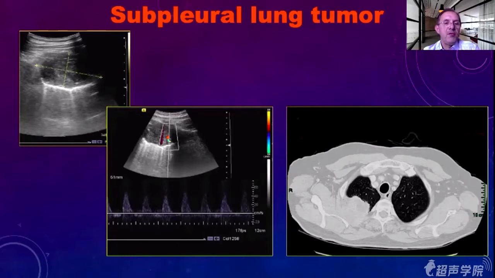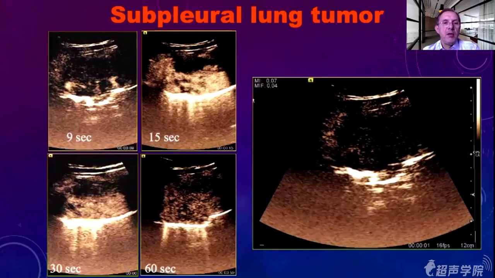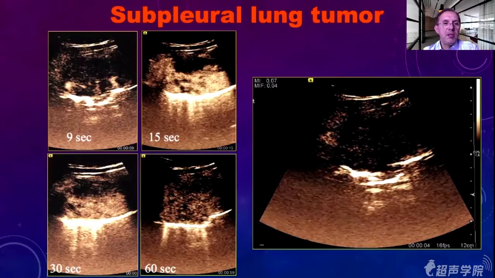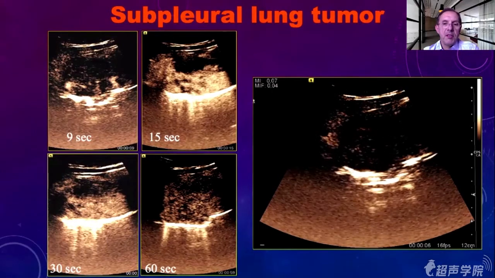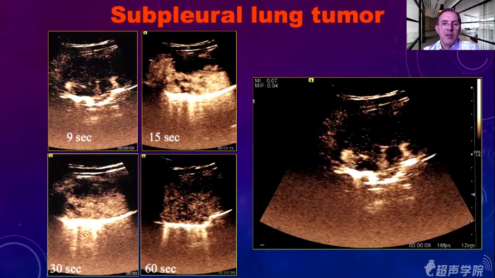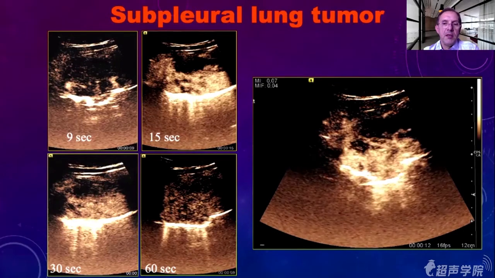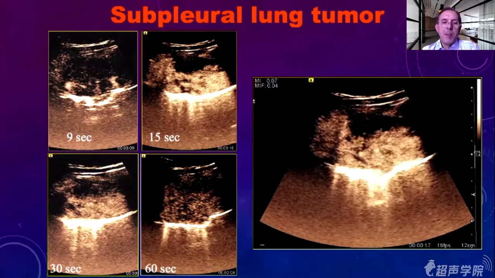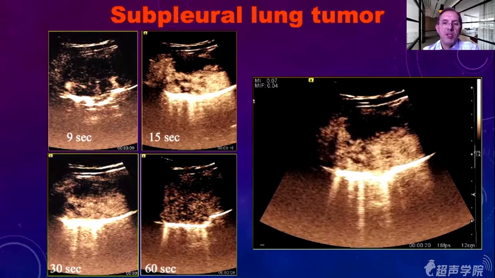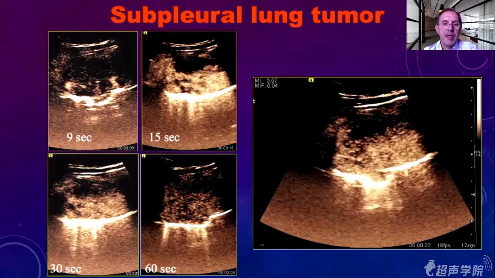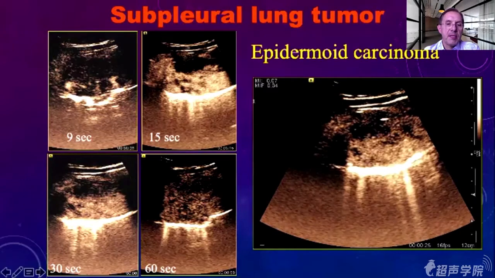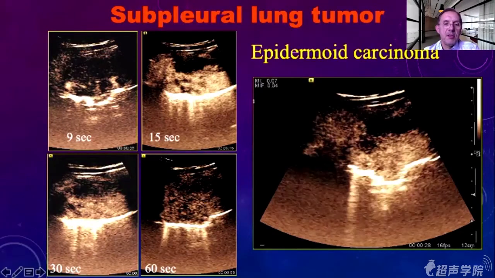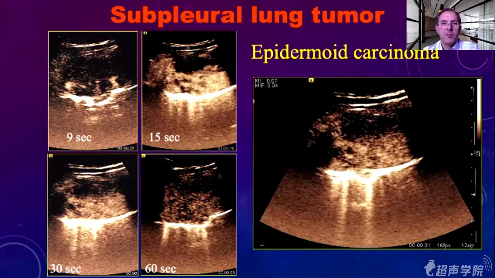Another tumor, a peripheral pleural tumor, this time a little bit more inhomogeneous. When we inject contrast, we see here that the arrival of the contrast agent is in this case earlier than in the previous case, at 9 seconds, but the enhancement is not homogeneous. We have areas of less enhancement there, and at 60 seconds this lesion is also washing out. This was a case of epidermoid carcinoma.